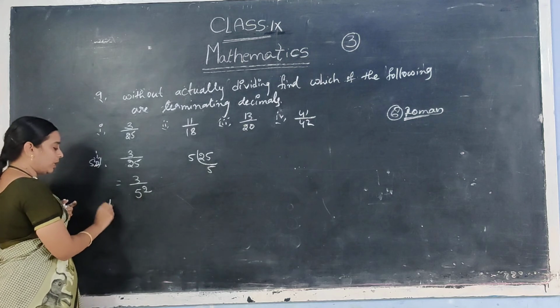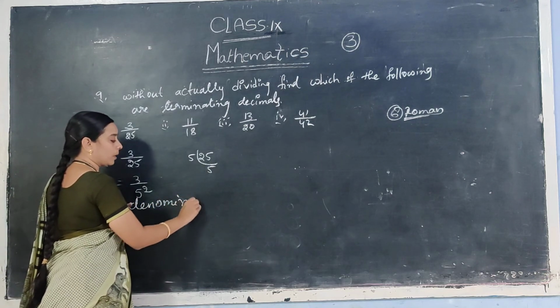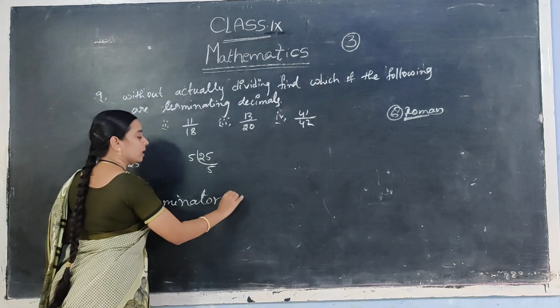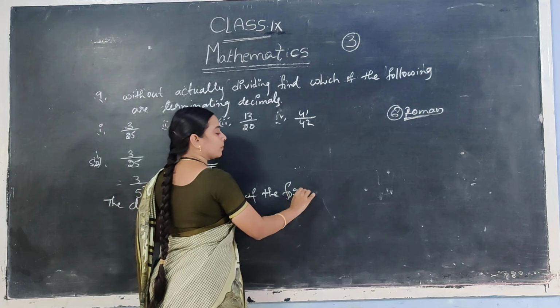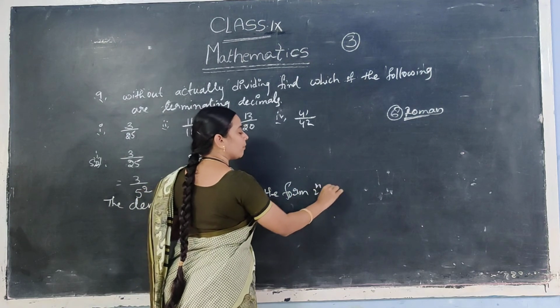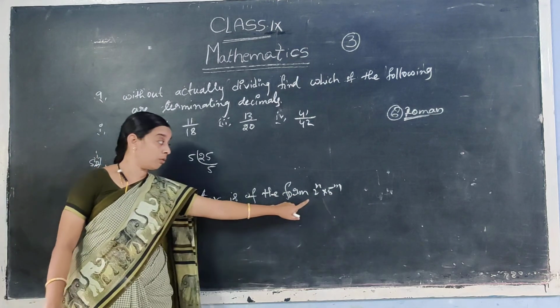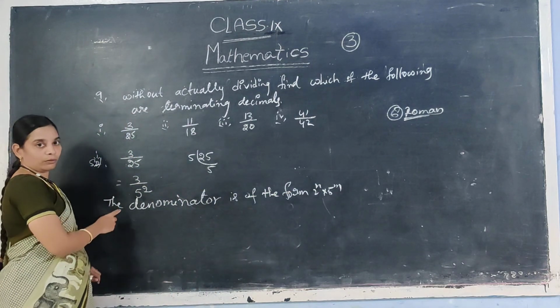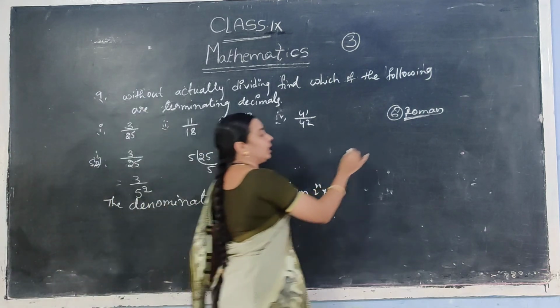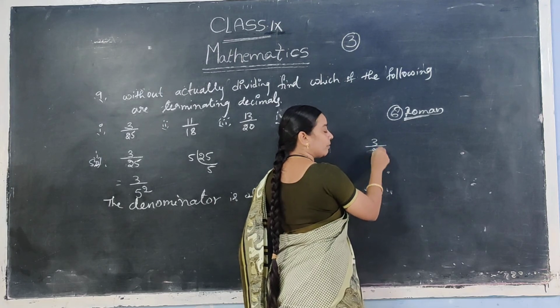So that's why it is mentioned here: the denominator is of the form 2 power n into 5 power n. Means here only 5 is there, 2 is not there. How to write 2 power n and 5 power n? Okay, so that is your question now. So let us see once. 3 by 5 square is there. 5 square means the given denominator 25.